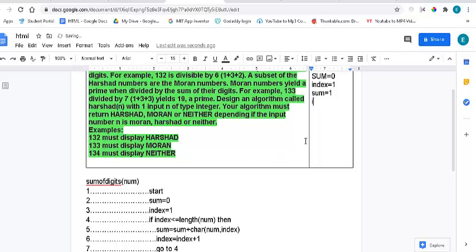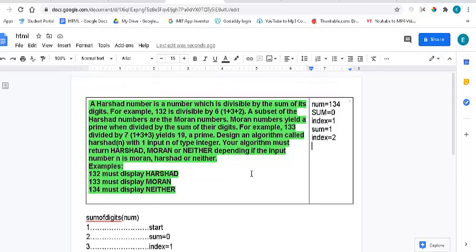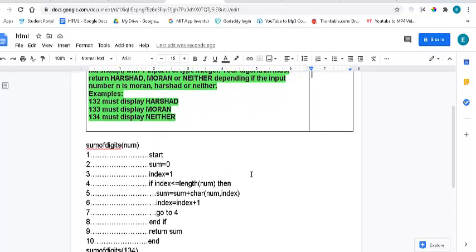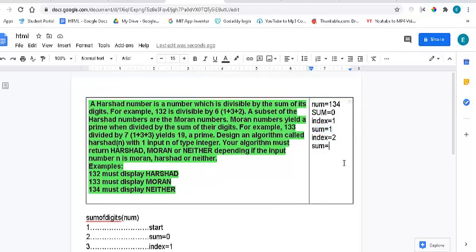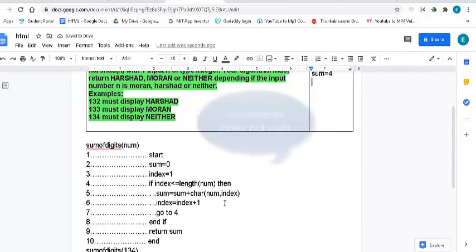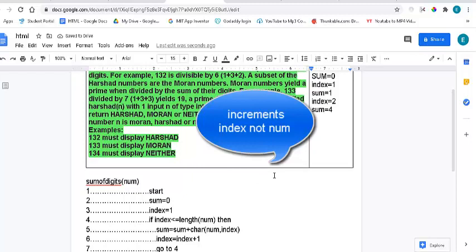The next line of the algorithm says increment index by 1, go to 4. So I'm going to say index, the previous value of index is 1, so it becomes 2. Now 2 is less than or equal to the length of num. Num is 134, so the length is 3, which is correct. So sum is the previous sum, which is 1, plus the second digit. The second digit is 3, so it becomes 4.